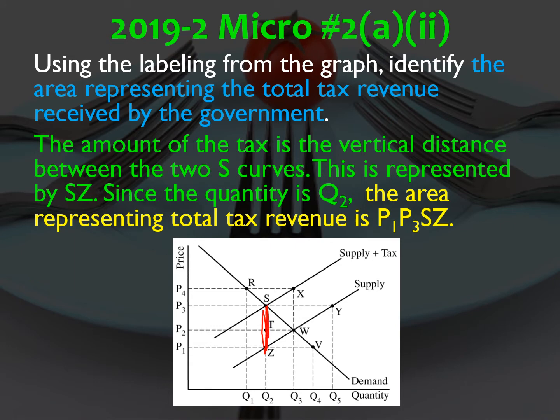The total tax revenue is going to be the amount of the tax, which is the distance between XZ, in other words, P3 minus P1, and the area of the box. This quantity is Q2. So that shaded area represents the total tax revenue. P1, P3, SZ. Quantity times the amount of the tax.